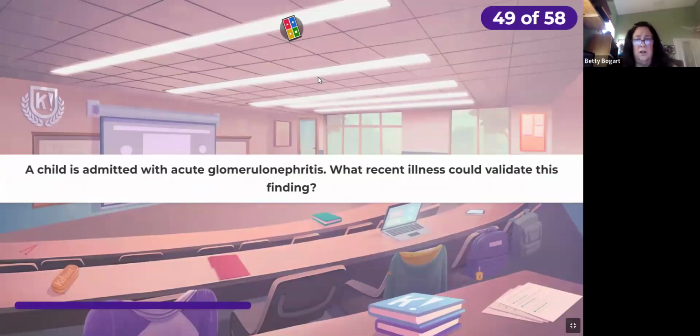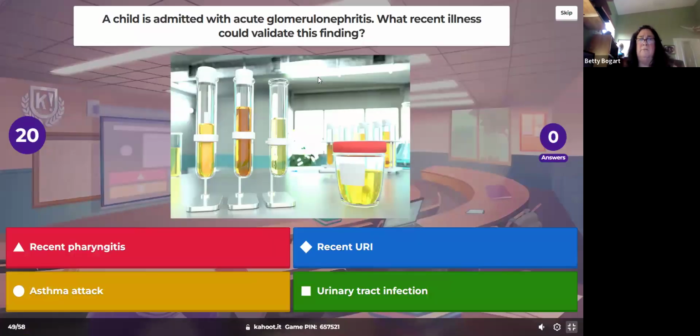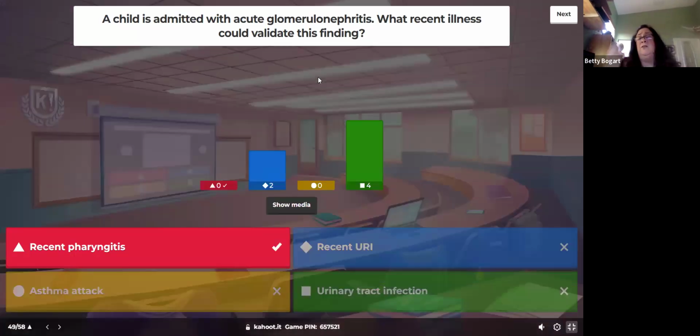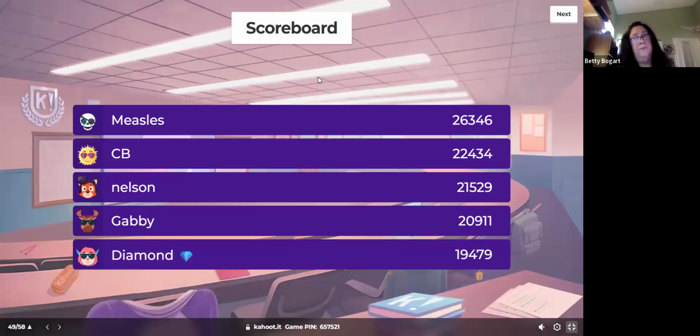A child is admitted with acute glomerulonephritis. What recent illness could validate this finding? Remember, it's just like rheumatic fever, isn't it? So acute glomerulonephritis, rheumatic fever, it's caused by a strep infection, not treated completely or not at all. So again, how do we treat it? We're going to give the antibiotic and treat the strep infection.